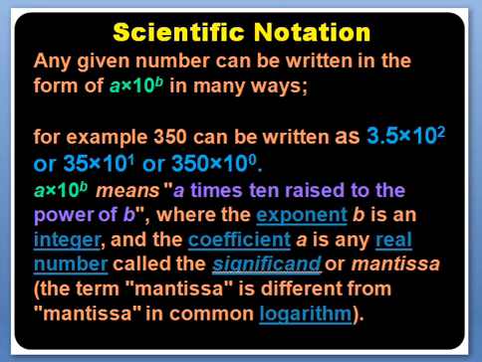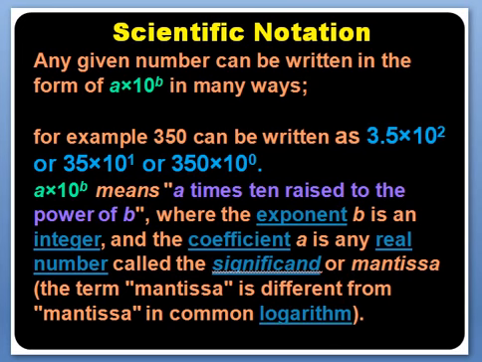See, a into 10 raised to the power of b means a times 10 raised to the power of b. This is how we can read it. What does it mean? It means a times 10 raised to the power of b, where the exponent b is an integer. It should not be a negative value, it should always be positive.